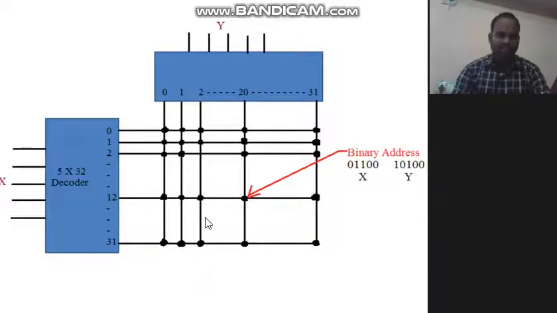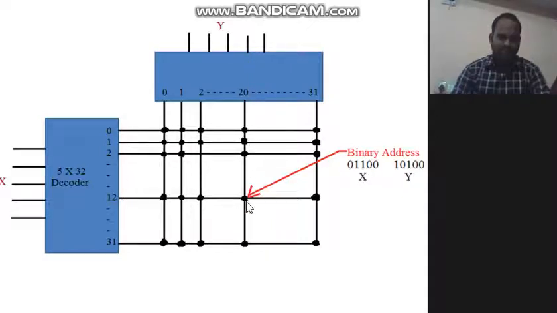Now we want to locate, or decode, a particular location of data. I want to locate this binary data. First we have to identify this binary address, and after that we can get the data from this address. The binary address for this location is, suppose for the x value, line 12. This decoder output line is 12.